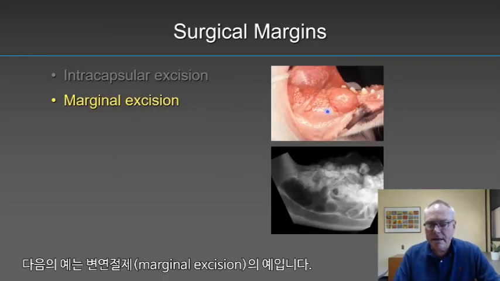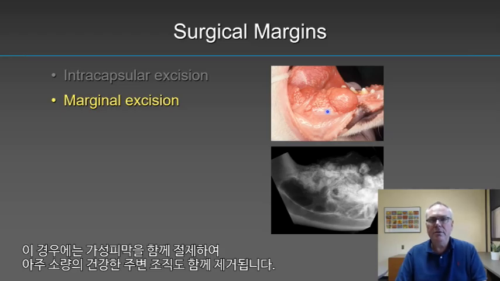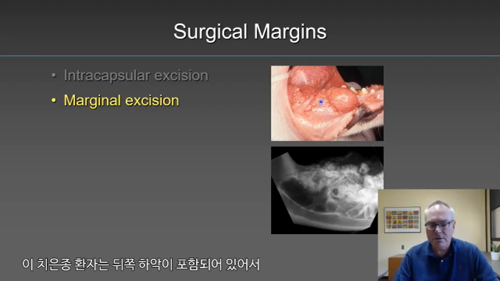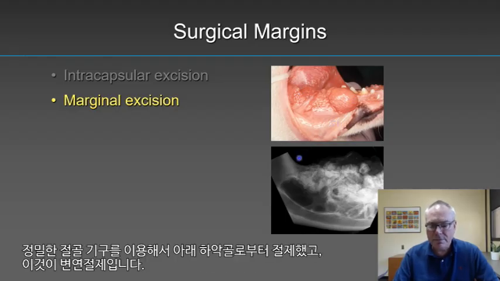The next type of surgical margin is a marginal excision. That is where you remove the tumor together with its pseudocapsule, so you remove the tumor with a very narrow margin of normal tissue. Again, I'm showing an odontoma as an example. This odontoma occupied the caudal mandible. Using precision osteotomy equipment, we carved out the tumor from the underlying mandible. That is known as a marginal excision.